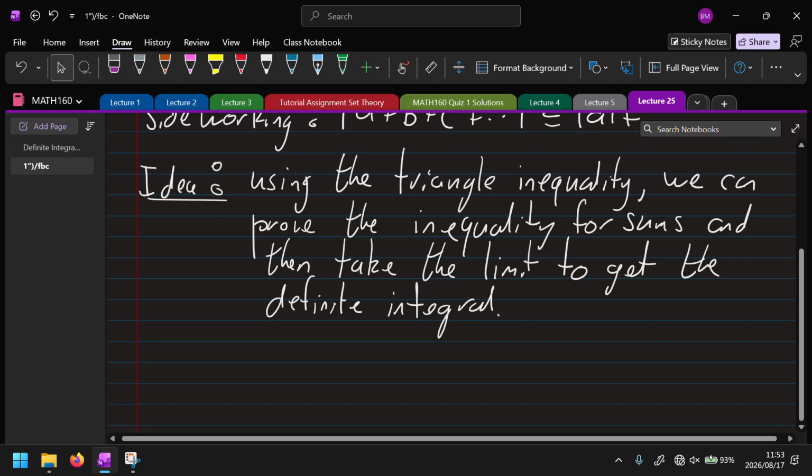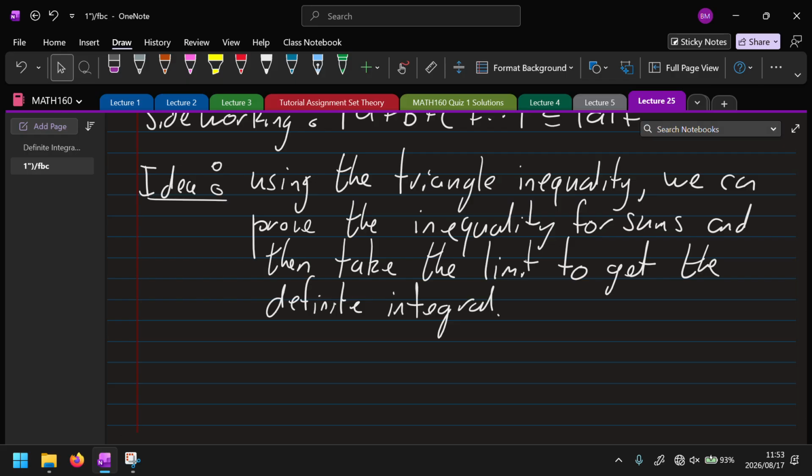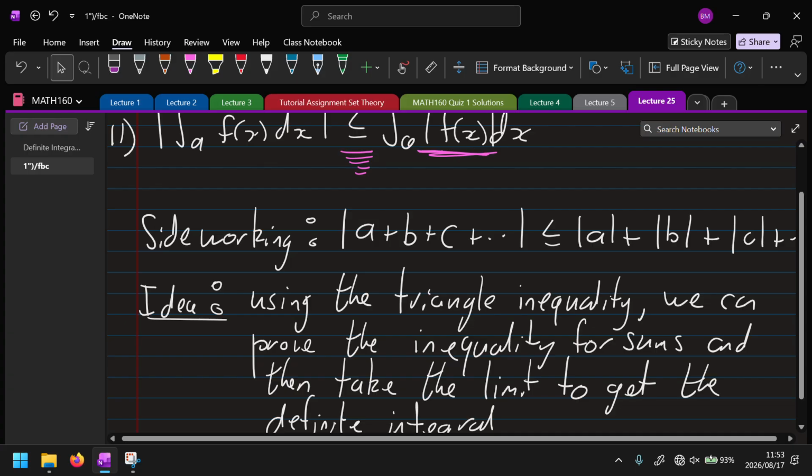And again, we can do this because we know the definite integral is just the limit of a sum. So if it works for a sum, it might then work for the limit of a sum. But we need to prove that. Okay, but before we get to that, let's do the triangle inequality. We're going to do it for just a plus b on both sides, but it extends to any sum.